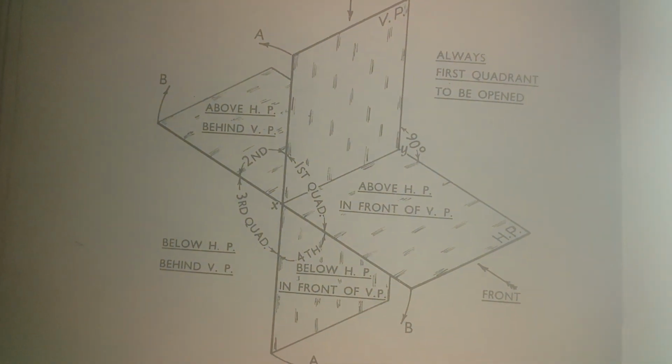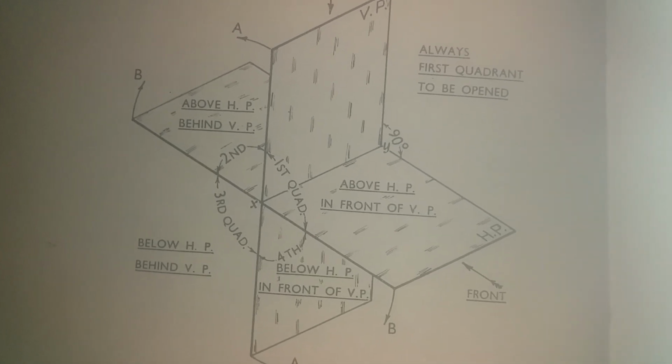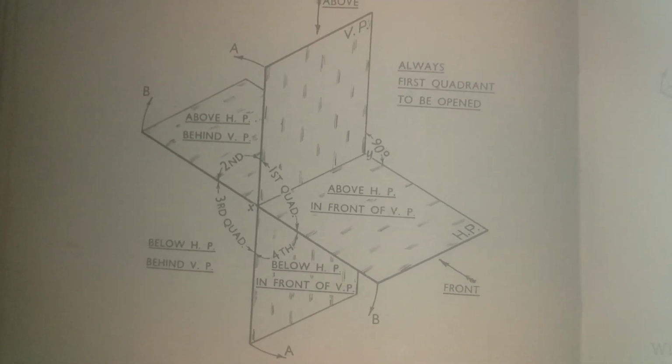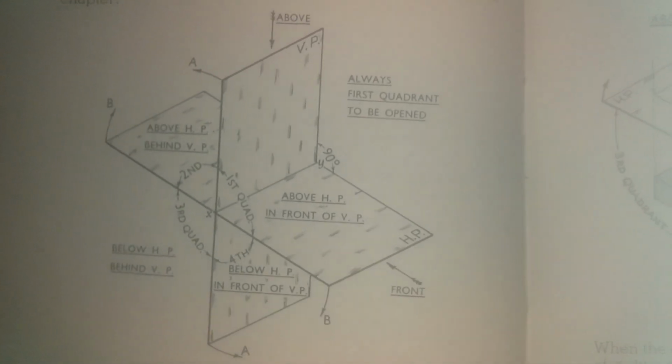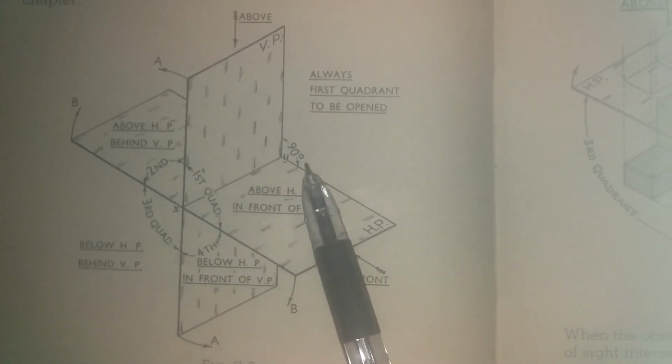In this session, let's understand some more points regarding orthographic projections. So we have seen that for orthographic projections, there is a vertical plane and a horizontal plane. The horizontal plane and the vertical plane have a line of intersection which is XY.